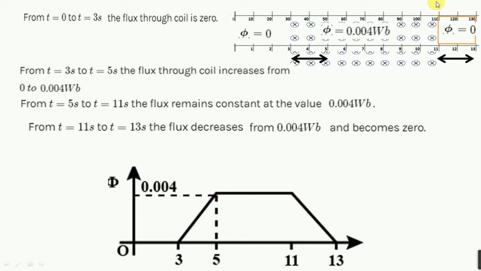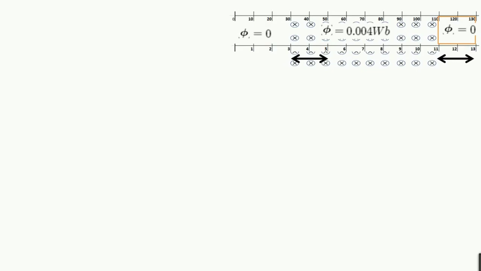So after 11 seconds to 13 seconds it will decrease from 0.004 to 0 Weber. Now we will draw the graph between EMF and time. Out here you can see from 0 to 3 seconds there is no change in flux. So EMF, which is given by minus d phi upon dt, is 0, since there is no change in flux.